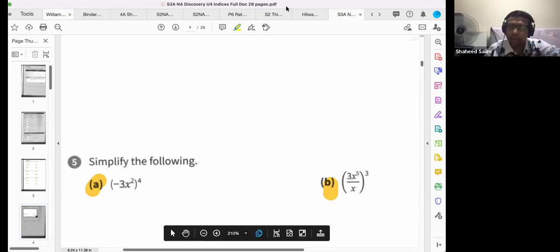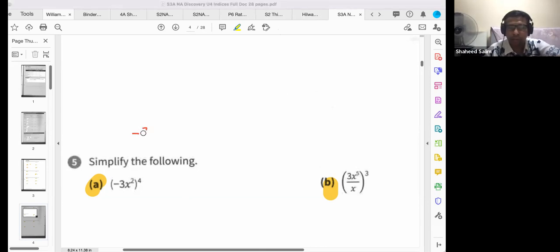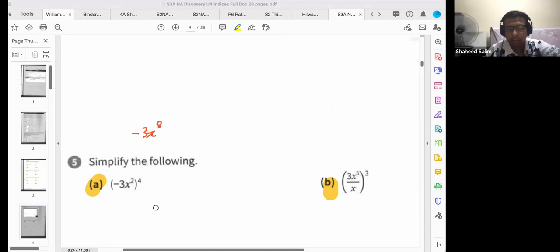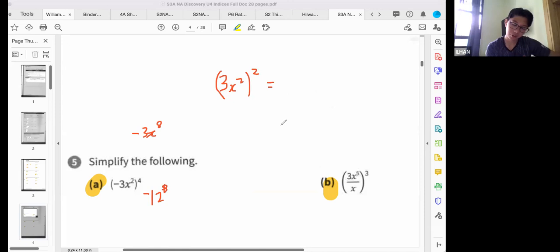It means what, you're putting it as a bracket? Okay, I'm going to write down what you mentioned. So is your answer negative 3x to the power 8 like that? No, wait, is it negative 12 to the power of 8? Negative 12 to the power 8. Okay. So now let me ask you this one. Let's say, yeah, like that. Okay, what is this answer here? 3x to the power of 4.